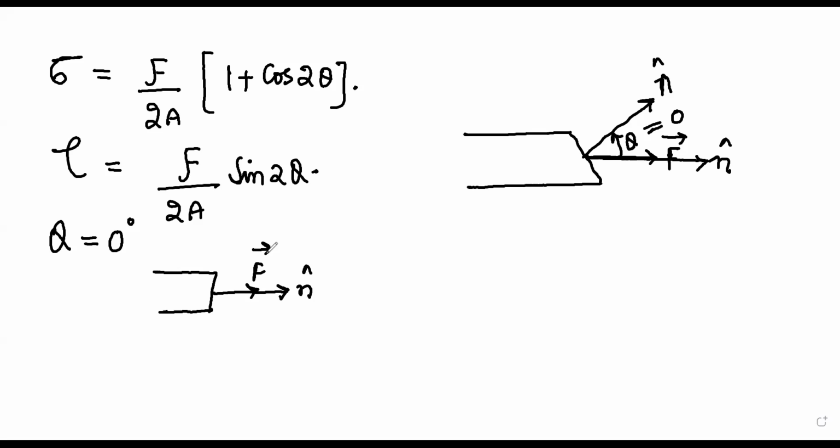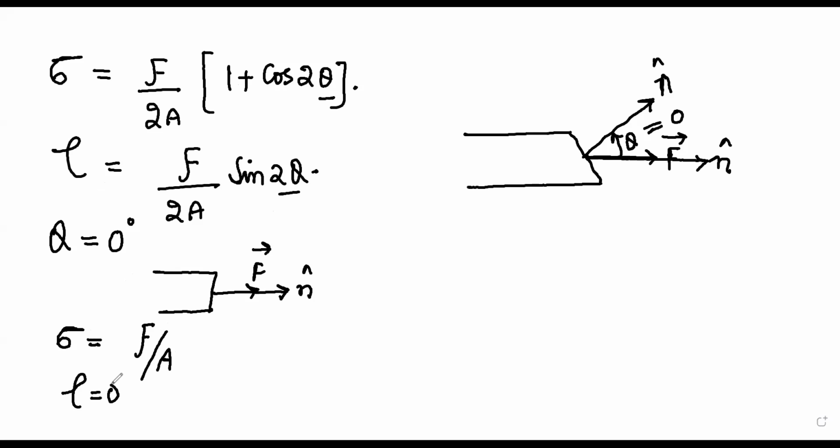So at that time, as far as the value of sigma is concerned, for theta equal to 0, cos 0 is 1, 1 plus 1 is 2. That will be equal, normal stress will be F by A. And when we talk about the shear stress, sine 2 theta is 0, sine 0 is 0. The value of tau will be equal to 0.